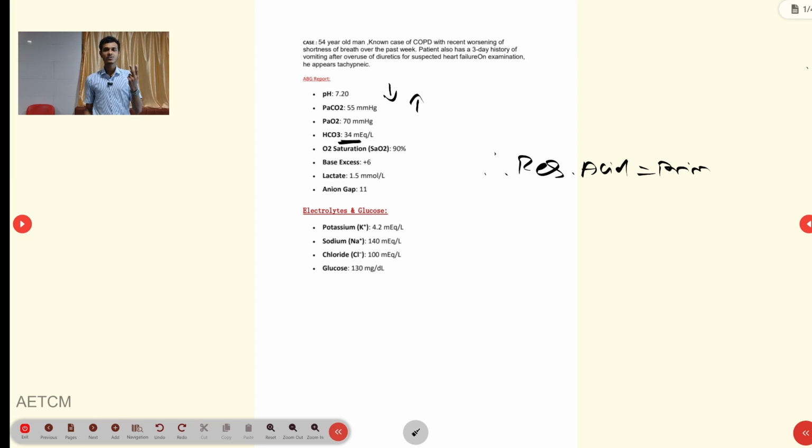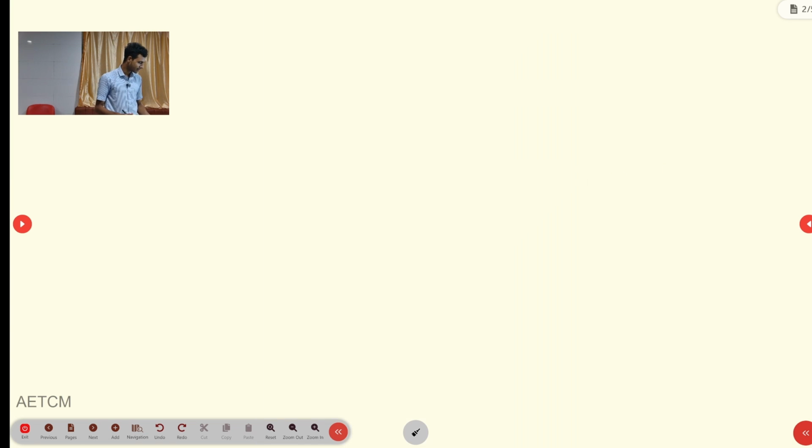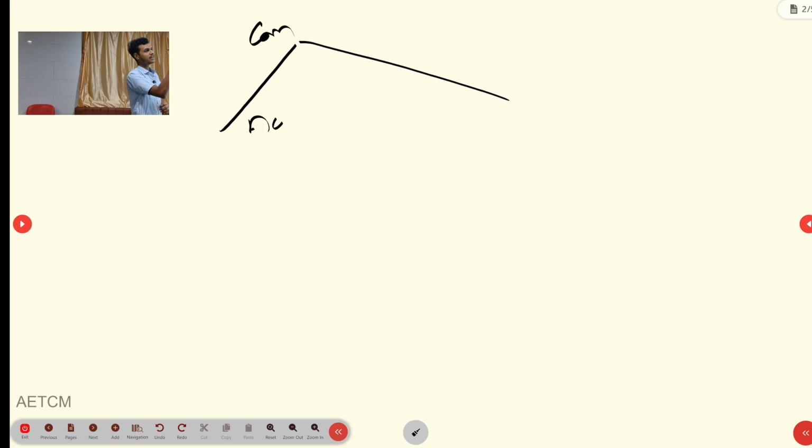Second step, what are we going to do? Compensation. Compensation-wise, here we will expect compensation in 2 ways. The body will try to compensate in 2 ways: first acute and then chronic. Acute means immediately some actions will happen in your whole body buffer system. It will try to compensate the condition.